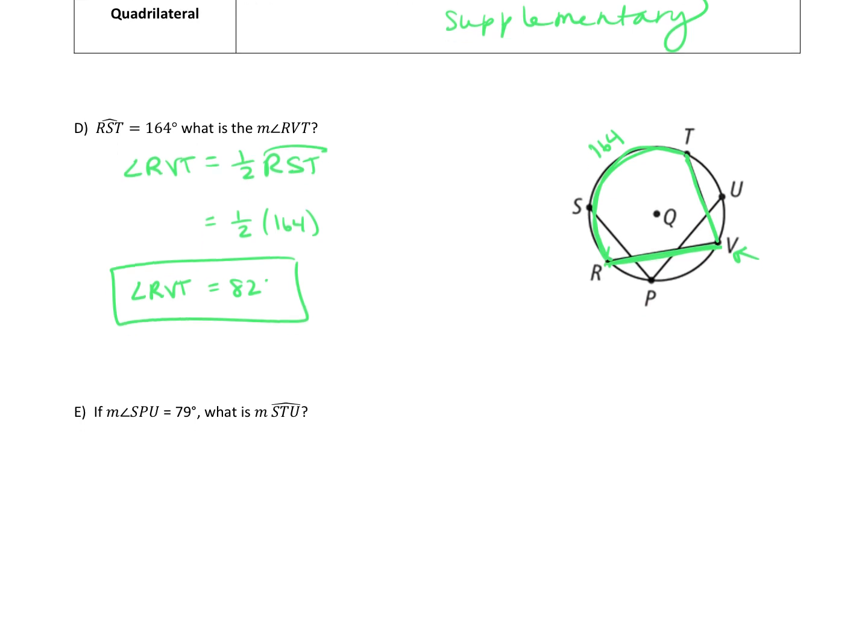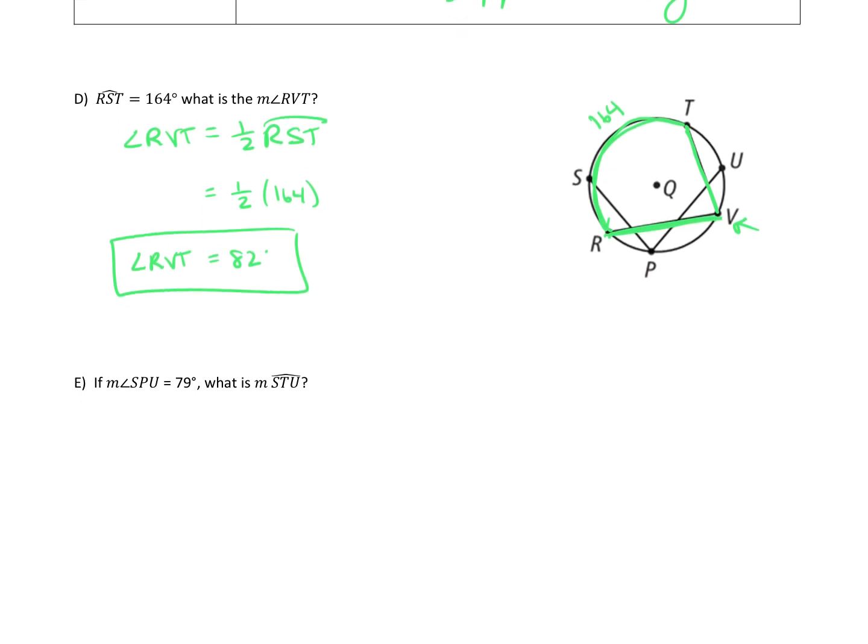All right, last one for this really long example. Thanks for sticking with it. I'm going to get rid of some of that so we can use the same picture. So if the measure of angle SPU is 79 degrees, SPU, that's this angle right here. It's an inscribed angle with the vertex P on the circle. That is 79 degrees. What is the measure of arc STU?